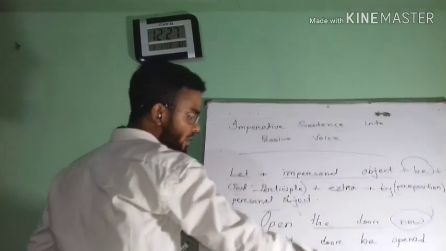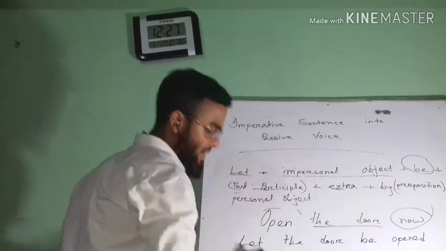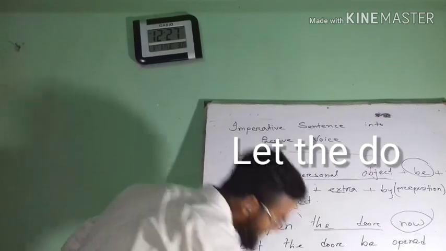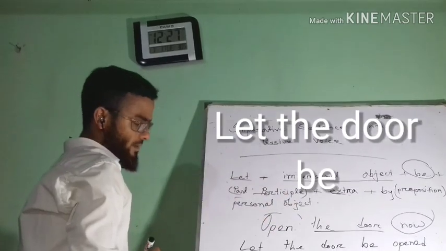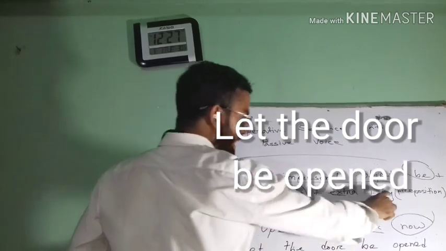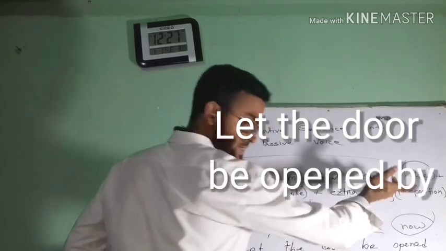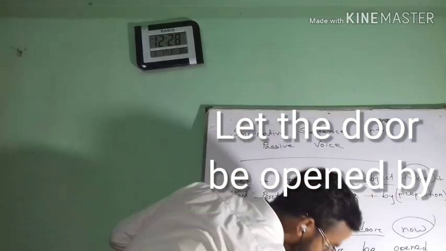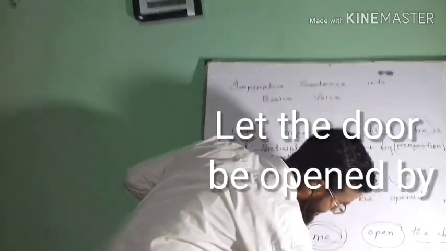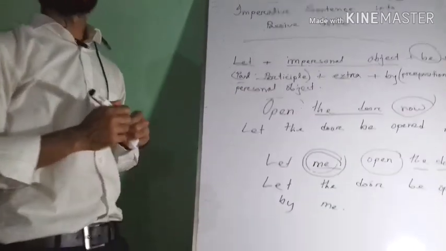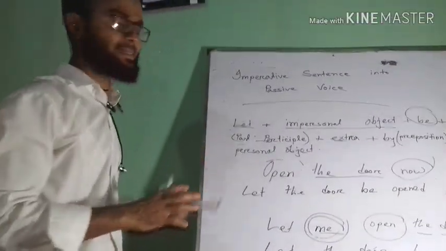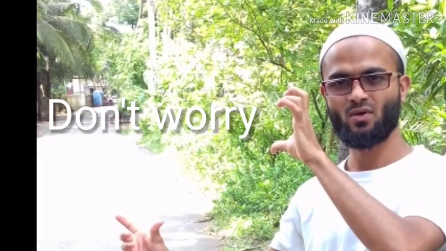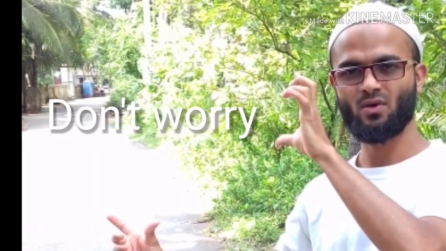Now, by will be given because there is another object. By is a preposition, then the personal object, me. So let the door be opened by me. This is all about this structure. You will find most sentences follow this structure, so don't worry.